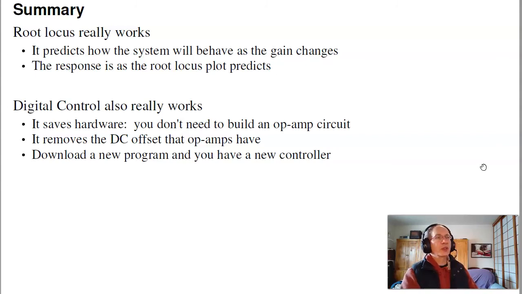It also removed the DC offset. When I told it to go 50 radians per second, it really went 50 radians per second. And again, the controller is very easy to change. Just download a new program. So that's lecture number 34 for control systems. It's demonstrating that what we're learning really does work in practice.